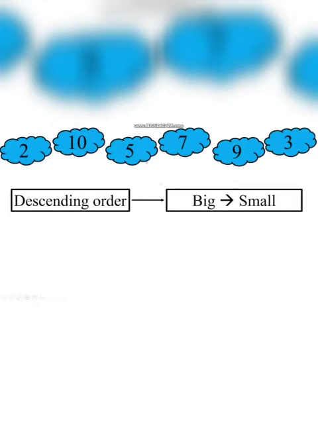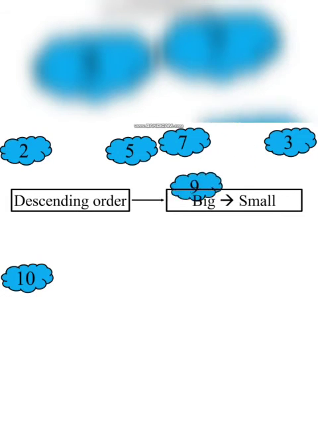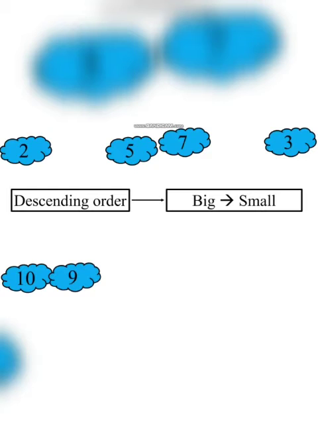So, which number will we pick first? Can you tell me which is the largest number in this group? Yes, 10. So, we'll pick 10 first. Now, which is the second largest number in this group? 9. So, we'll pick 9 here. Then, which is the third largest number in this group? Now it's 7. Yes, very good.